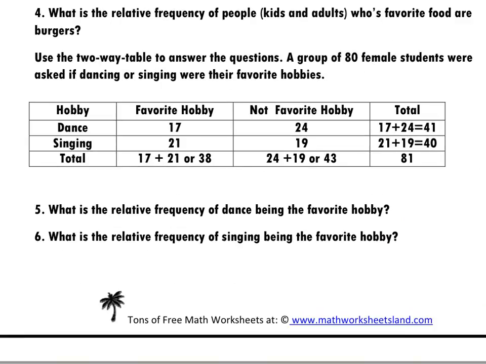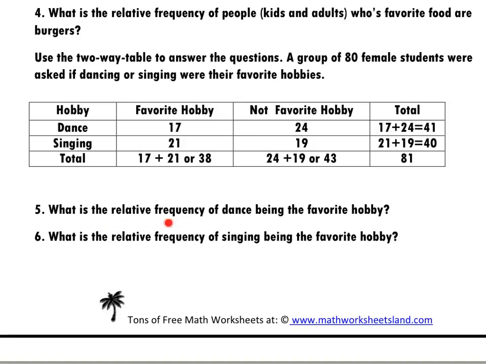In this one, we have students that like dance. It's their favorite hobby or not their favorite hobby, so there's 41 dancers. Folks that like singing, it is their favorite hobby, or it is not their favorite hobby, so there's a total of 40 that are singers. And there are 38 that have a favorite hobby, and 43 that it's not their favorite hobby. And of course, both of these columns in this row add up to be 81.